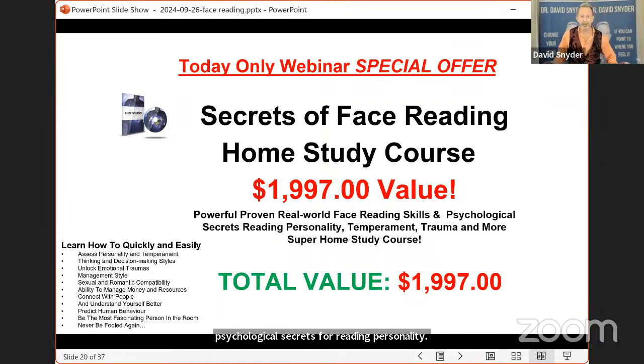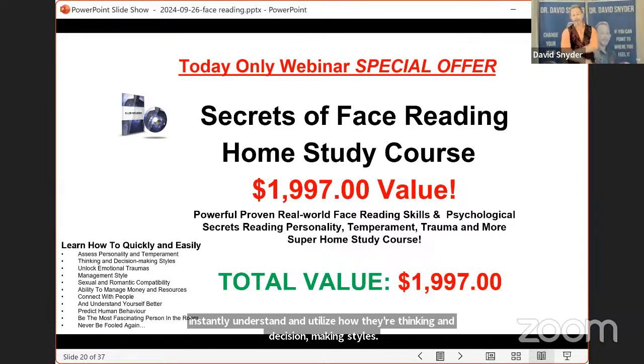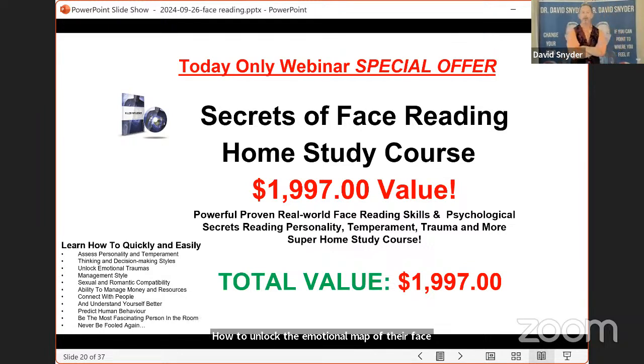You're going to be able to assess the personality and temperament of anyone you meet in just a few seconds. Instantly understand and utilize their thinking and decision-making styles, how to unlock the emotional map of their face so you know who you're dealing with below the surface. It'll allow you to understand their management style so that you can decide if they're someone you want to work for, someone you can work with, or someone who needs to be moved to a very, very far division in your company. It'll allow you to connect with people and show compassion for these people on a whole new level.